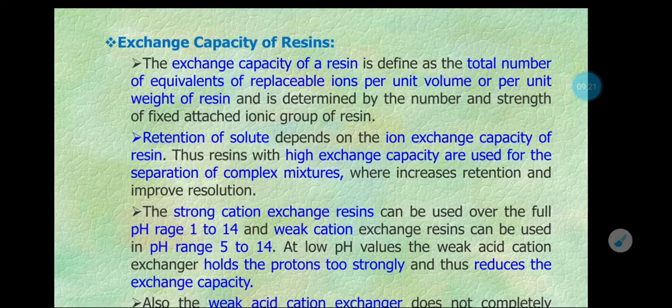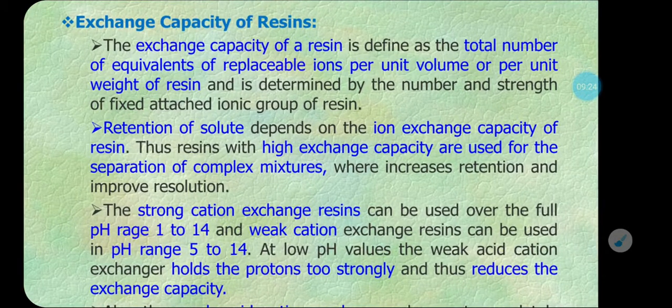Next topic is exchange capacity of resin. Exchange capacity of resin also depends on the degree of cross link. The exchange capacity of resin is defined as the total number of equivalents of replaceable ions per unit volume or per unit weight of resin, and it is determined by the number and strength of fixed attached ionic groups present in the resin, that means the number of cross links.